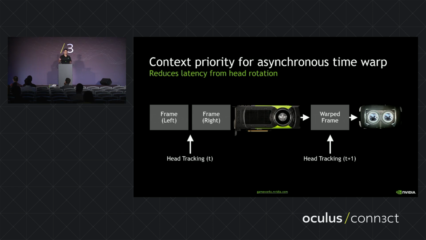So the asynchronous time warp feature improves this dramatically by, right before you display the frame to the user, resampling the head pose, and based on that resampling, saying, okay, where's the user looking now?